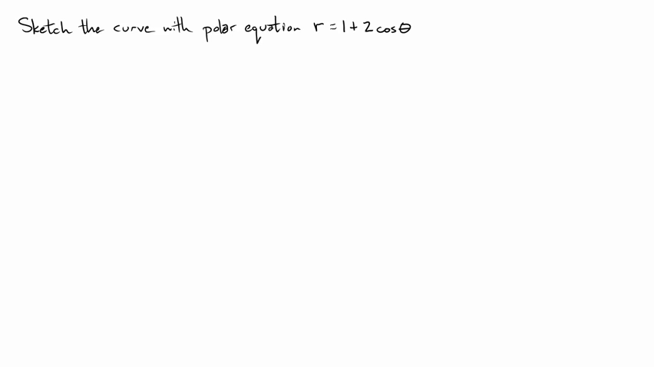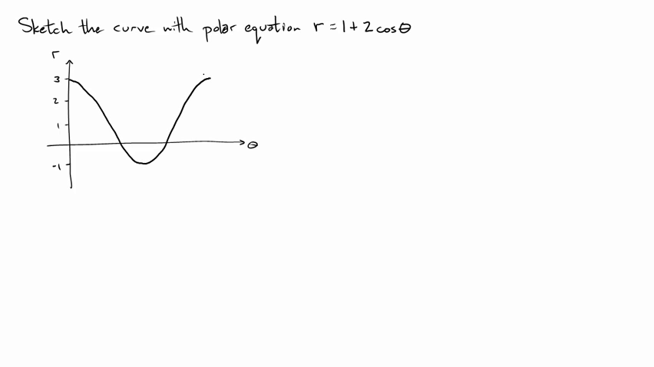To sketch the curve with polar equation r equals 1 plus 2 cosine theta, we'll first plot the Cartesian equation, treating r and theta as though they were Cartesian coordinates. R will oscillate between 3 and minus 1. Theta will go from 0 to 2 pi.